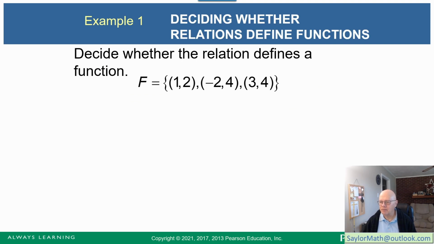Is it a function? Well, does each x map or pair with a unique y? 1 is paired only with a 2. I don't see any 1s over here doing something else. -2 is paired with a 4. There's no other -2s pairing with something else, so we're in good shape. And 3 is matched with 4. So this is a function.